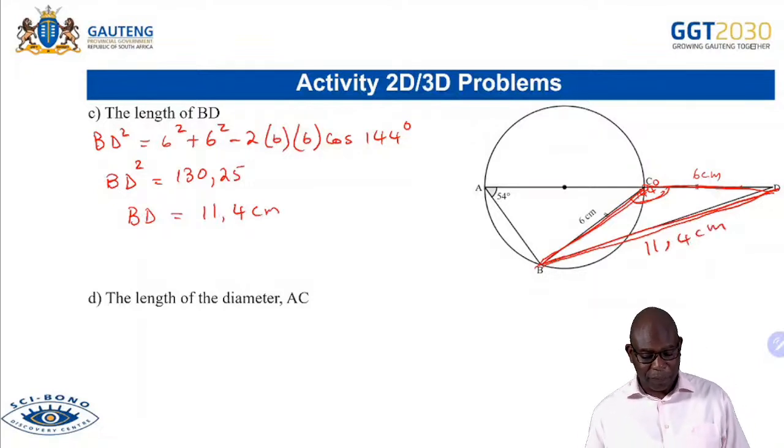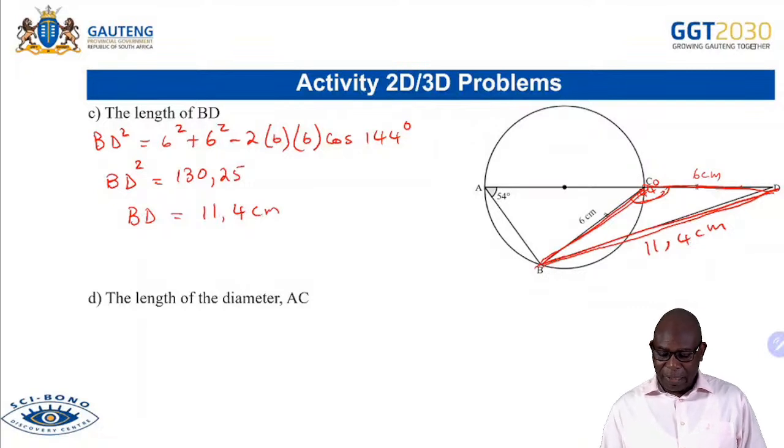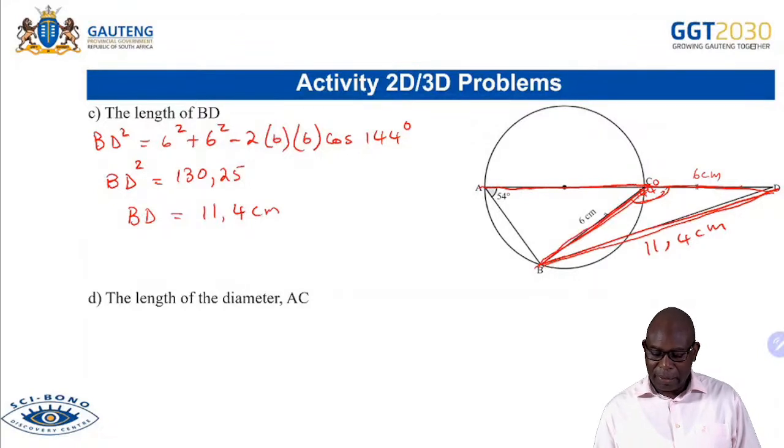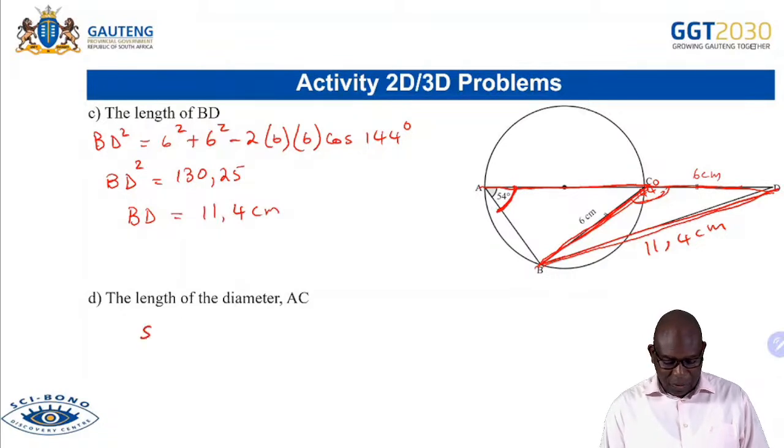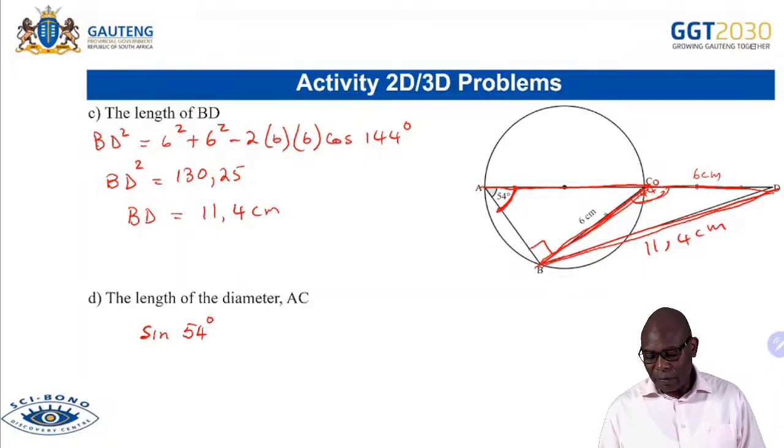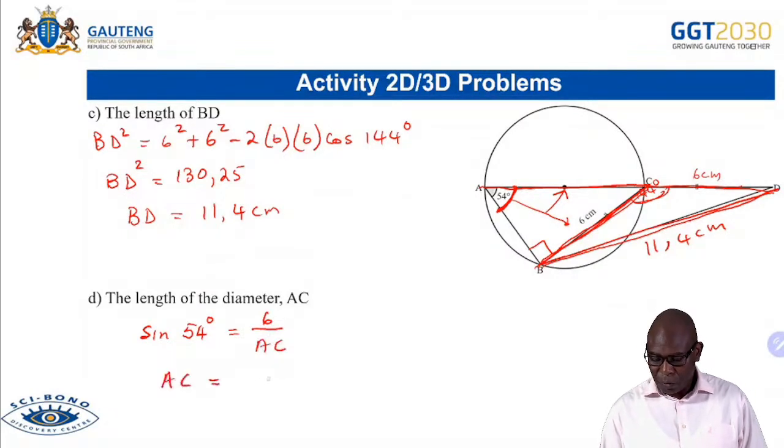Okay, the length of AC is that line here. I already know that this line here is 6 and that angle is 54. To get this one, the easier way is to use the sine of 54. Remember, this is 90. So sine of this angle is opposite over hypotenuse, which will be 6 over AC. Making AC the subject of the formula will give me 7.4 centimeters. So this length here is 7.4 centimeters.